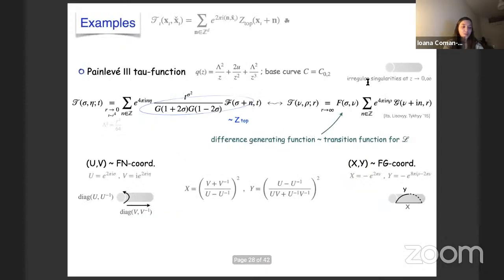Okay. So the first example that I would like to discuss is that of the Painlevé III tau function, in which case the quadratic differential has two irregular singularities of order three at zero and infinity. So the base curve is the cylinder that we have just discussed. And this example is related on the gauge theory side to the pure SU(2) theory. The tau function in this case was studied by Its, Lisovyy and Tykhyy, who showed that it admits two generalized theta series expansions of the type I had mentioned at the beginning of the talk. And these are in two sets of different coordinates.